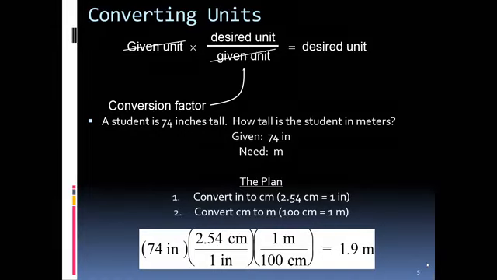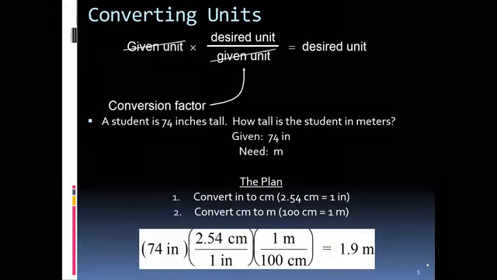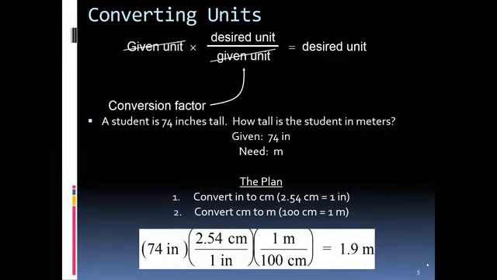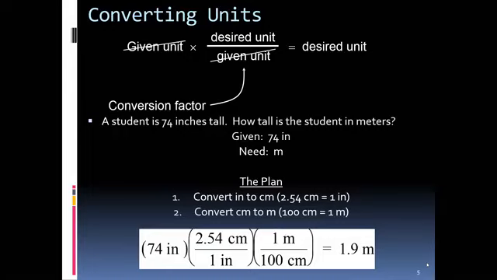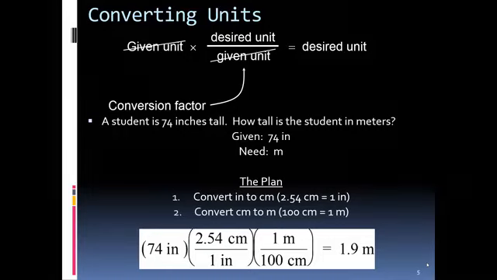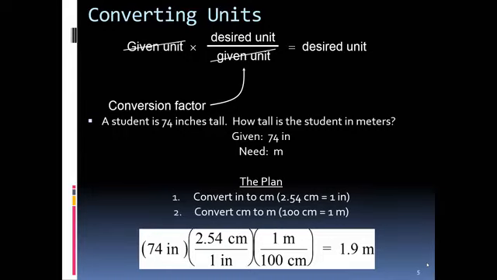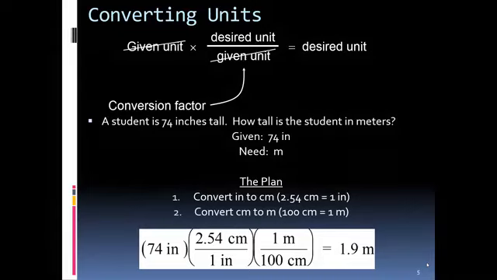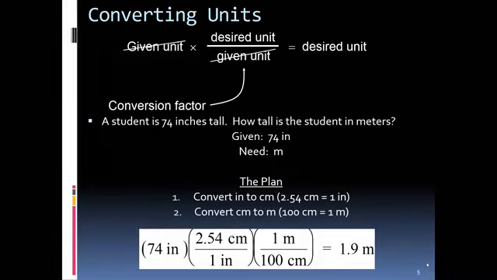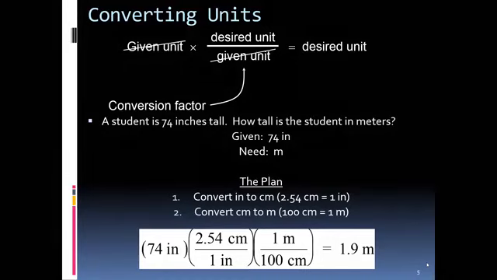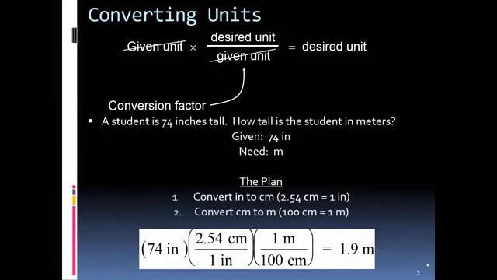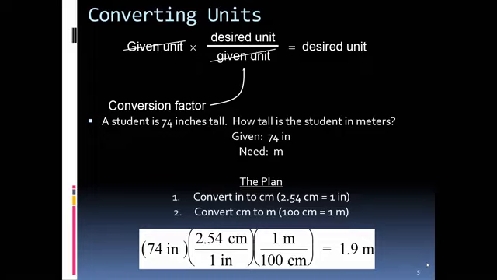In step 2, our desired unit is to get to meters, so we put 1 meter in the top of our conversion factor. We want to get rid of the given unit, which is 100 centimeters, so that goes in the bottom of our conversion factor, and centimeters cancel. If you multiply this out, taking 74 times 2.54 times 1, and then dividing that entire product by 1 times 100, you get 1.9 meters.